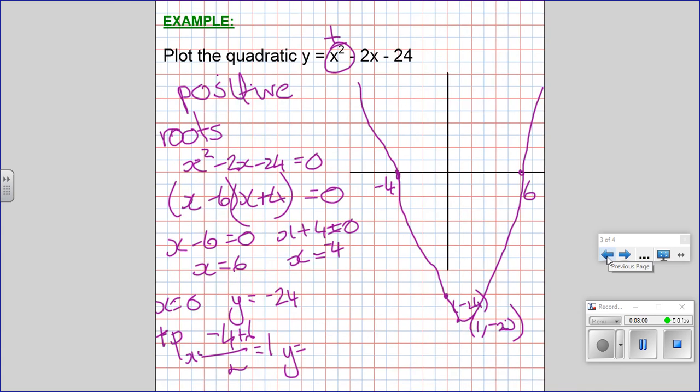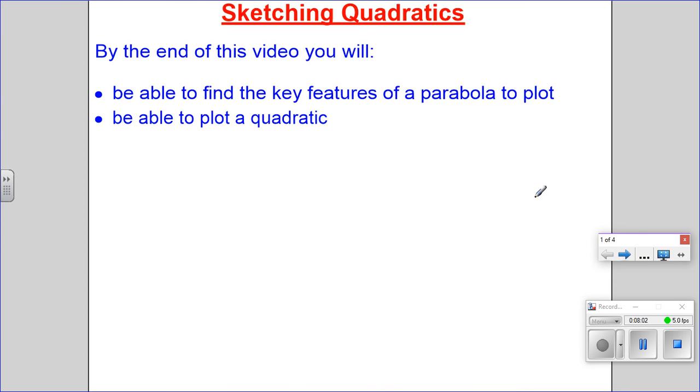So let's go back and just compare. Do we know how to find the key features of the parabola to plot? Well, I hope so now. I've definitely explained them. Have we plotted quadratics? Yes, we have. So hopefully we feel like that's covered.